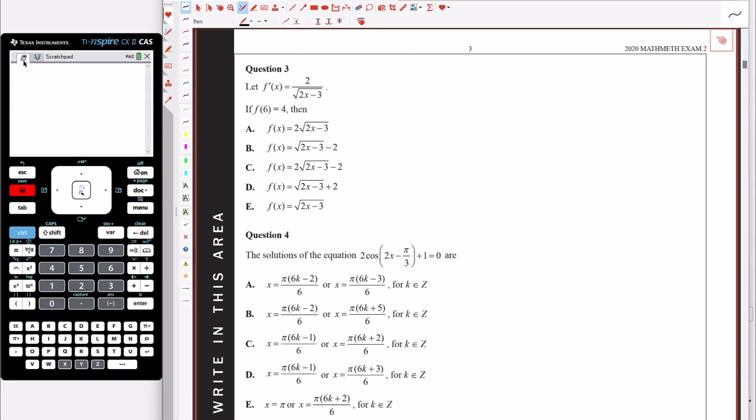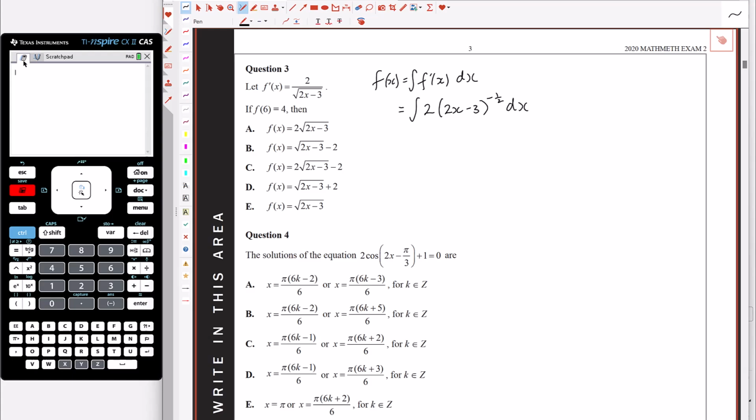Okay, question 3. Let f dash x be this. If f of 6 equals 4, then. Okay, so we've got the derivative and a point, and we want to find the original function. So we're going to anti-differentiate the derivative to get the original function. So f of x is the antiderivative of the derivative. I'm going to write that as 2 times 2x minus 3 to the -half.